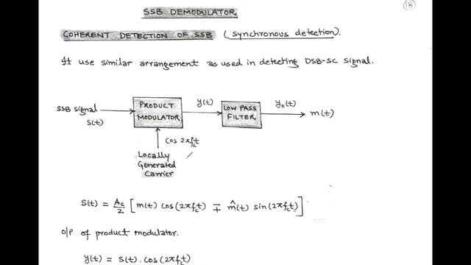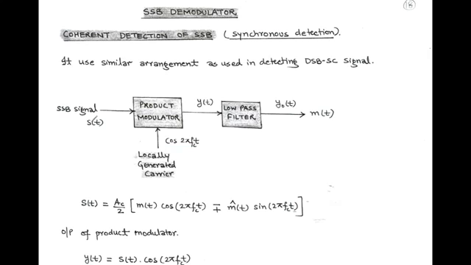In the synchronous detection, the locally generated carrier signal is applied to the product modulator, and the frequency of this locally generated carrier, that is f suffix c, is matched or synchronous with the frequency of the carrier signal used at the transmitter side. Or we can say that the receiver is matched or synchronized with the transmitter for proper detection of SSB wave. Here the locally generated carrier is cos 2 pi fct, having unit amplitude.